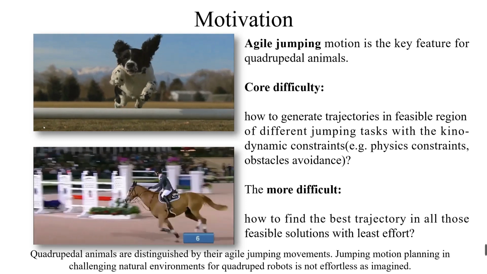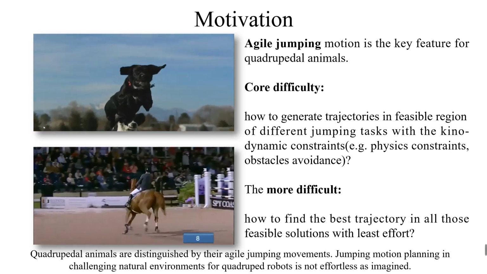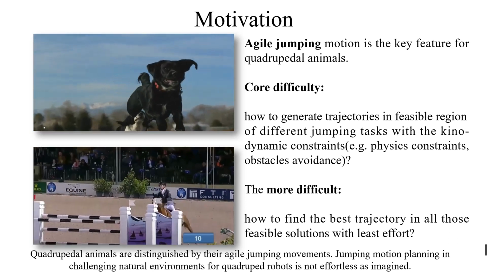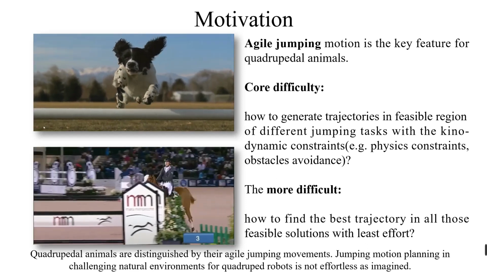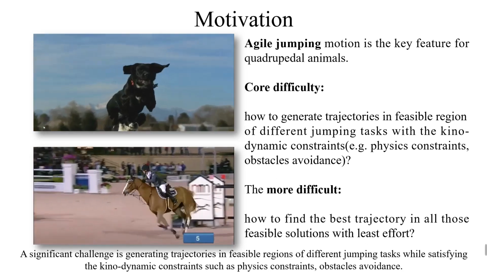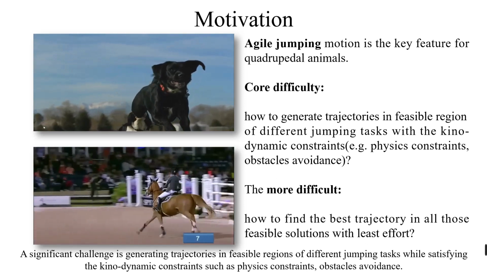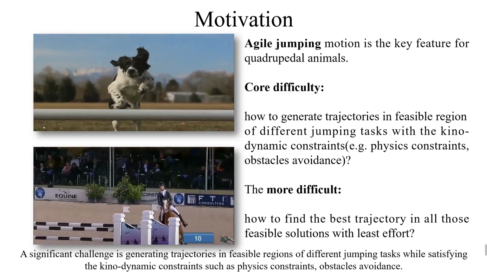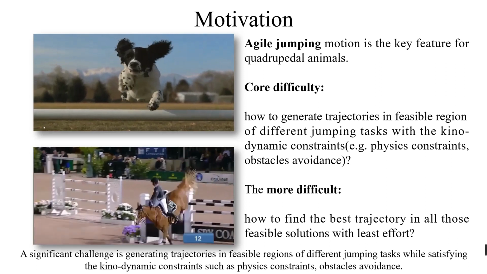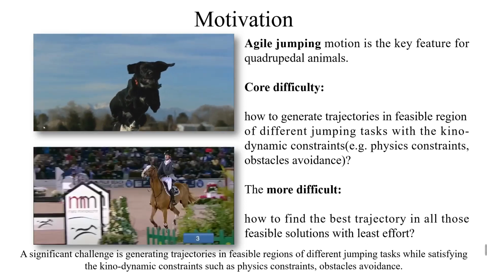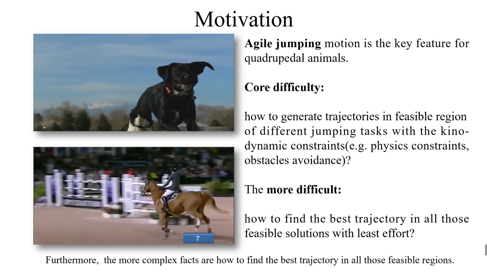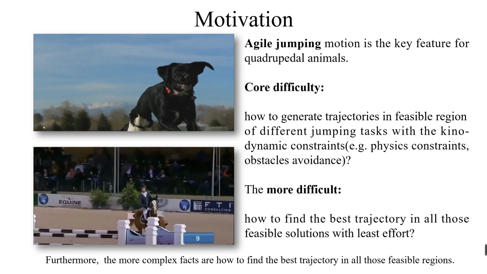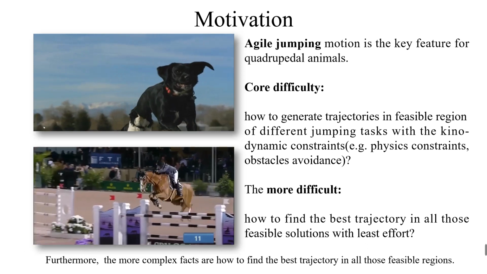Quadrupedal animals are distinguished by their agile jumping movements. Jumping motion planning in challenging natural environments for quadruped robots is not as effortless as imagined. A significant challenge is generating trajectories in feasible regions of different jumping tasks while satisfying the kino-dynamic constraints such as physics constraints and obstacle avoidance. Furthermore, the more complex issue is how to find the best trajectory in all those feasible regions.